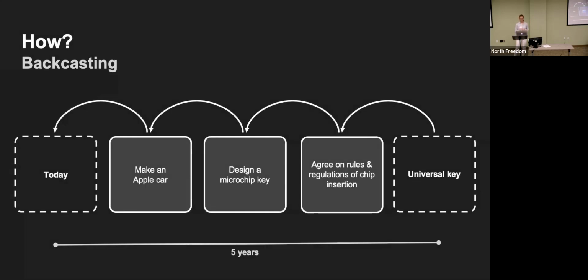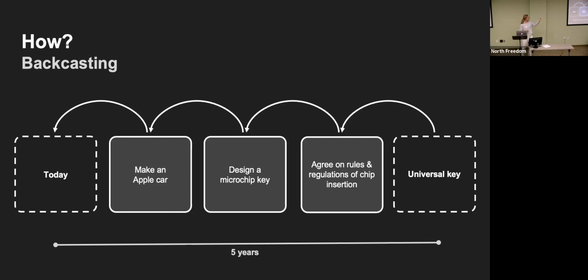So if I were to do it with the universal key, I can see that maybe one step back, we can start to agree on rules and regulations of inserting that chip into or at least underneath human skin. Maybe we design a microchip key to step back and then make a deal either with another car dealership or make an Apple car, could be a step closer. And that's all within that time of 5 years. And so now we have a better gauge as to how we might get to the end goal of a universal key. But I think we can take this a step further and also consider maybe the ecosystem around these steps and the ethical implications.